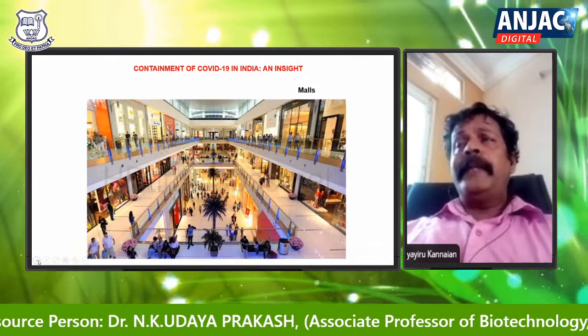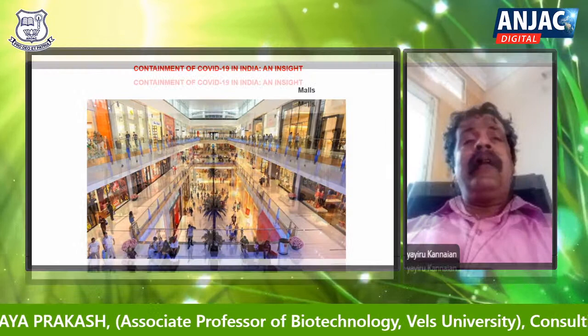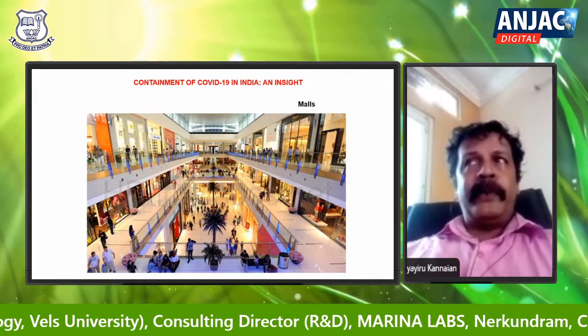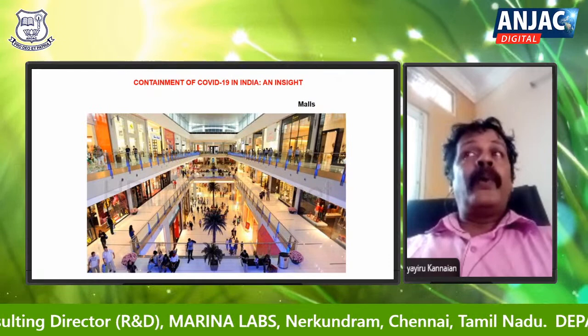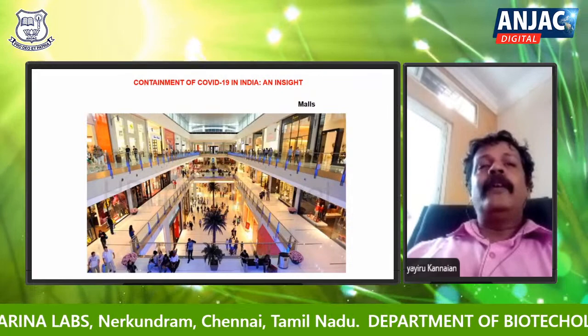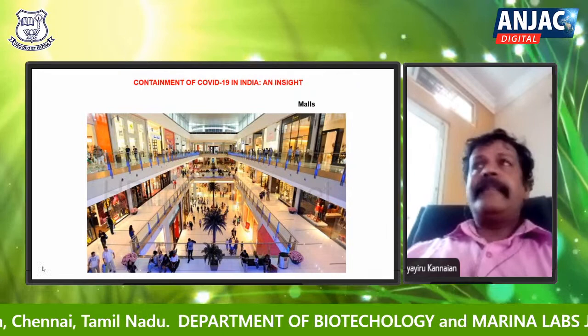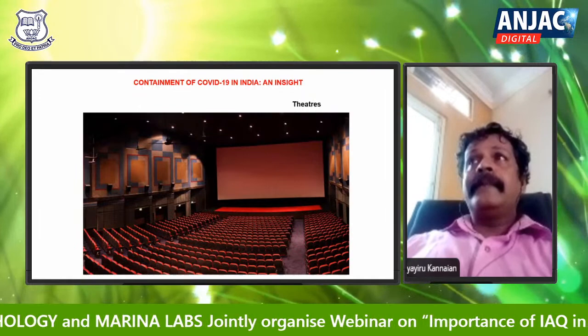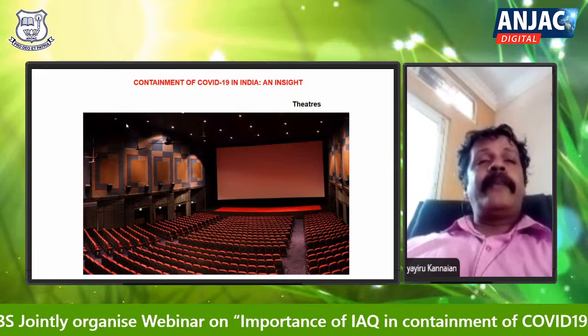You may be knowing why the malls and theaters are not allowed to open right now. These are all because of the central air handling units, which are circulating the air, taking the air in from a single point of source. Now you just think about the person who is in the theater, the seats, the ground, and apart from that, the centralized air handling system, where you can easily make the virus spread.